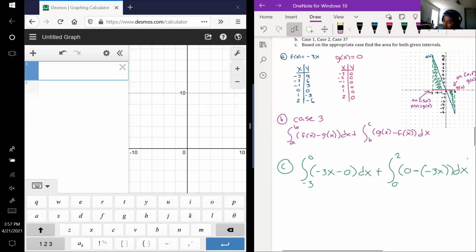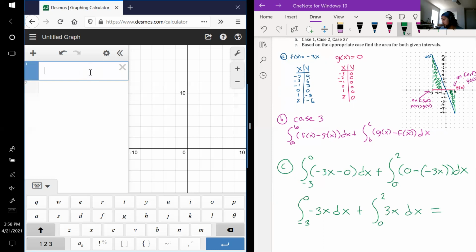So let's go ahead and clean this up. Let's make this look pretty. From -3 to 0, and -3x minus 0 is just -3x dx, plus the integral from 0 to 2, and 0 minus -3x gives me positive 3x dx. And now we're ready to put it in the calculator.